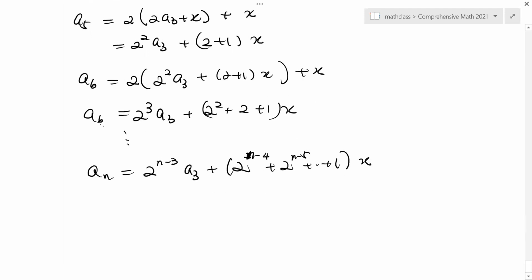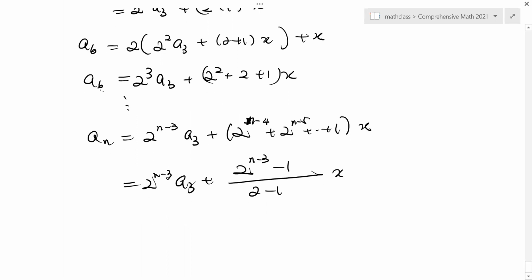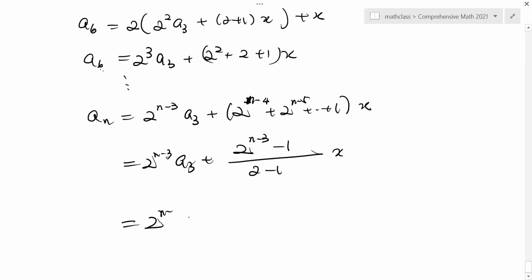You can also add the last few terms together. It's going to be 2 to the n minus 3 minus 1, over 2 minus 1. Remember, we have the formula to combine all those terms together. So let's write down this formula. Okay, so this is our last formula.